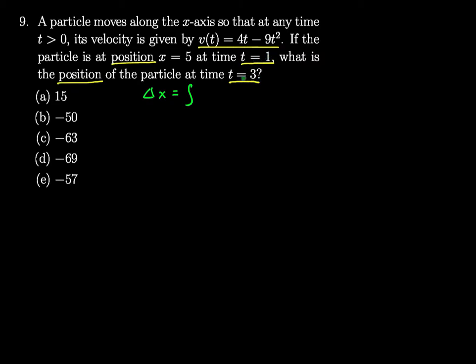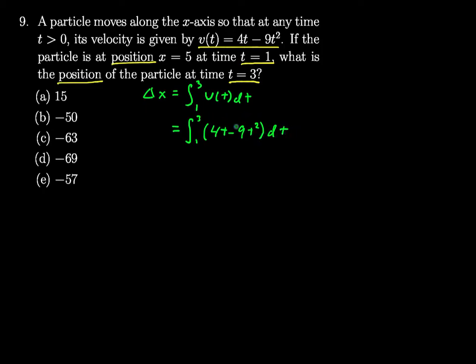I know where I am at time 1. I want to find out where I am at time 3, so I need to find the change in my location over that time. And I can integrate the velocity function, v of t, with respect to the variable t. And from there, I can bring in my velocity function, which is 4t minus 9t squared. So the integral from 1 to 3 of 4t minus 9t squared dt.